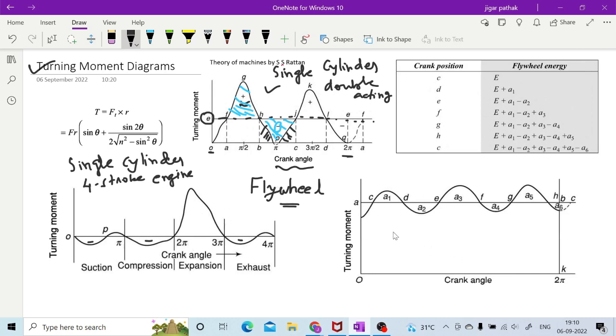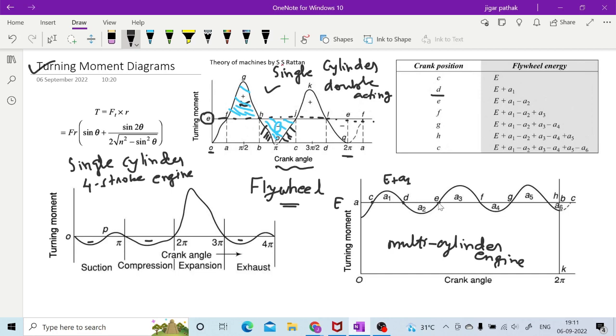And this particular T theta diagram is for a multi-cylinder engine, right. In this we can start here also, this is your mean energy, or mean torque, you can say this turning moment. So at C you can assume that this particular amount is E, as it is mentioned over here. If you go to point D, as it is mentioned in this table, the energy is E plus A1, whatever area is there between this CD. So this is E plus A1 at point D.